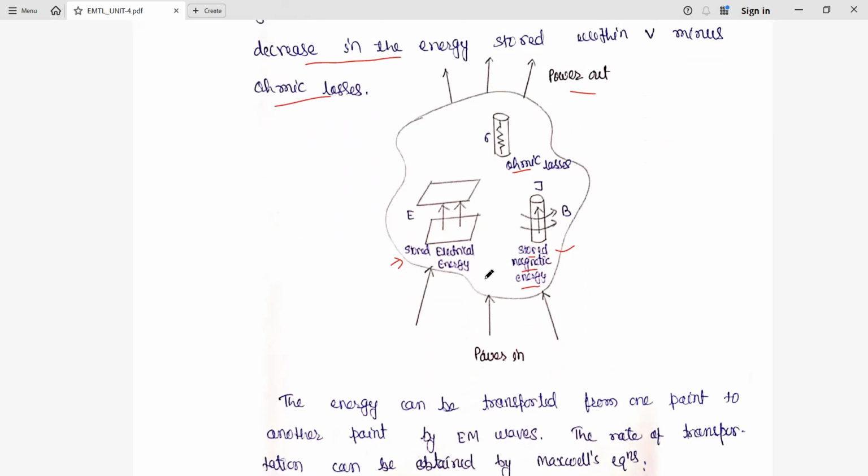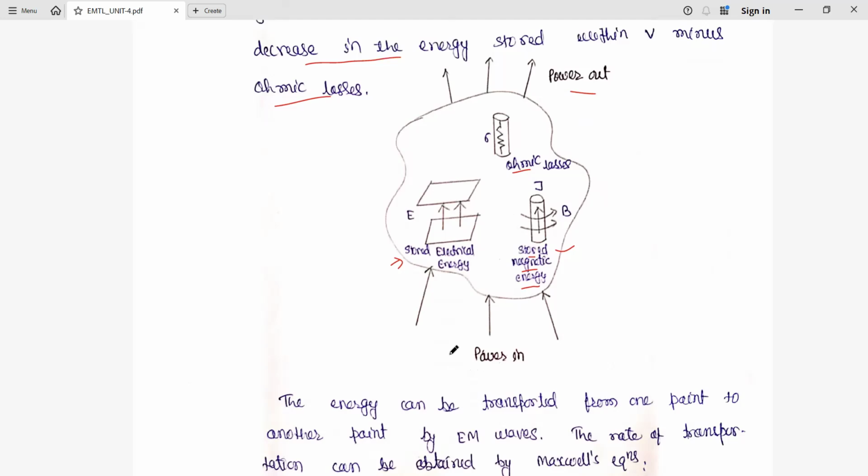And from the energy conservation, you know that energy neither can be created nor destroyed. So here the power in will be equal to how much energy is being stored, how much energy is being dissipated. All these considerations are there. So finally, this energy can be transferred from one point to another point with the help of electromagnetic waves.